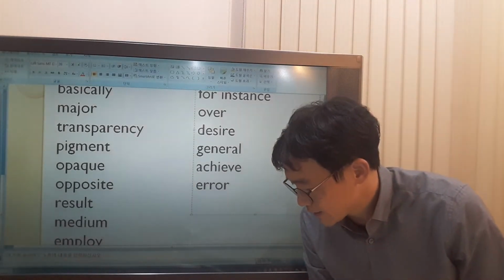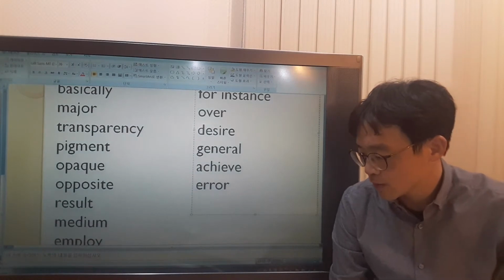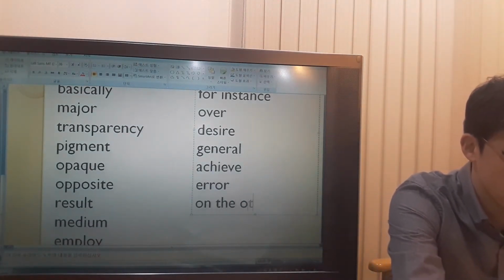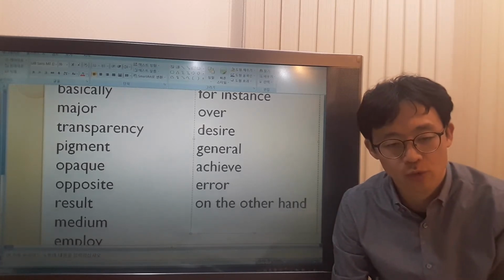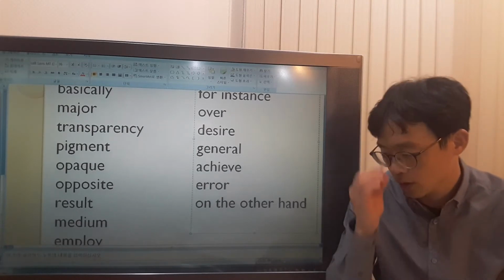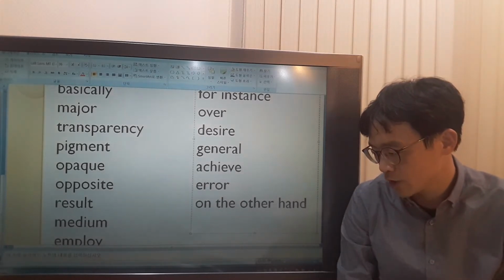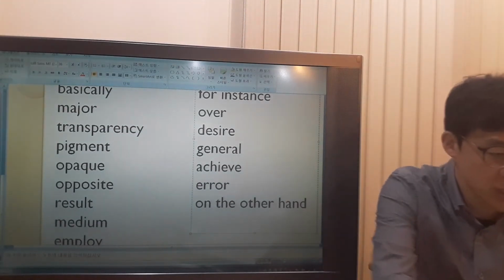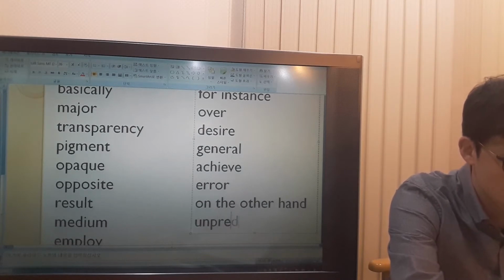Watercolors, on the other hand, are much more unpredictable. Watercolors, on the other hand, what does that mean? On the other hand, you use this expression when you want to talk about something that contrasts the content that you have just said. Watercolors, on the other hand, are much more unpredictable. What does that mean? Unpredictable.